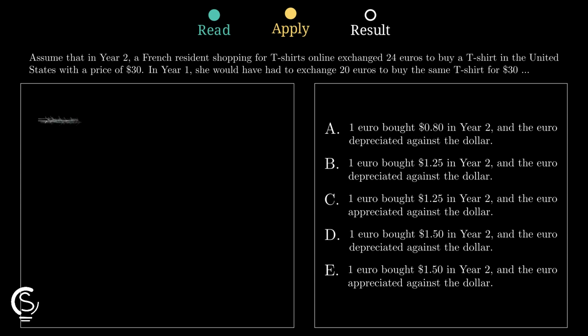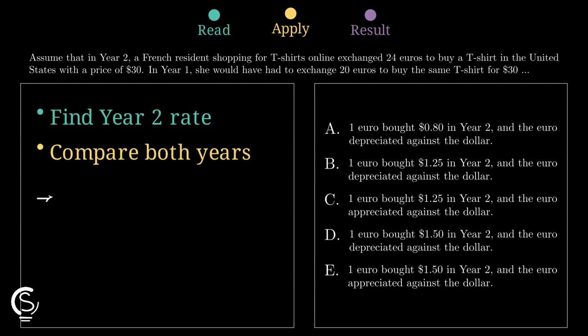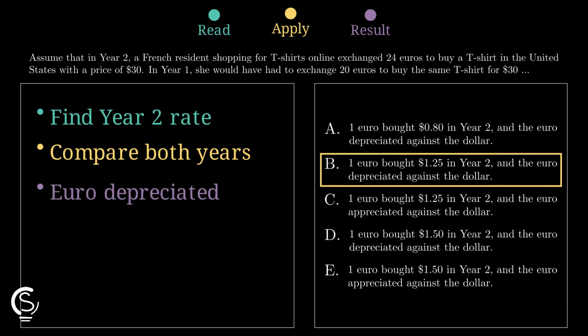Now, compare with year 1. Back then, €20 bought the same $30, so €1 bought 30 divided by 20, or $1.50. Since €1 bought $1.50 before, but only $1.25 in year 2, the euro lost value against the dollar, so it depreciated.